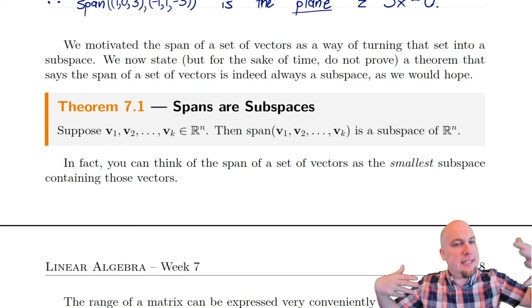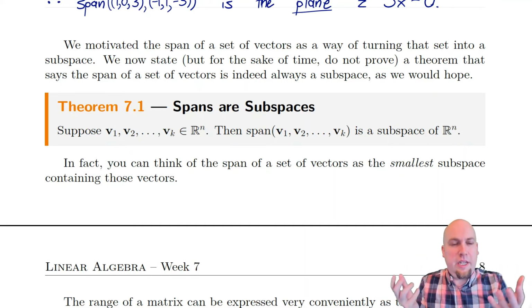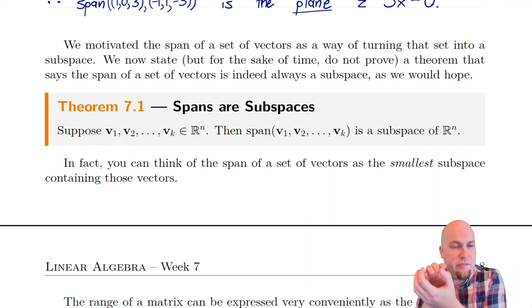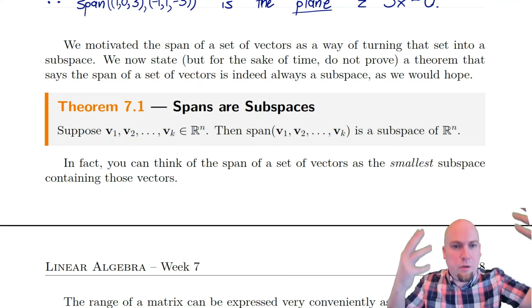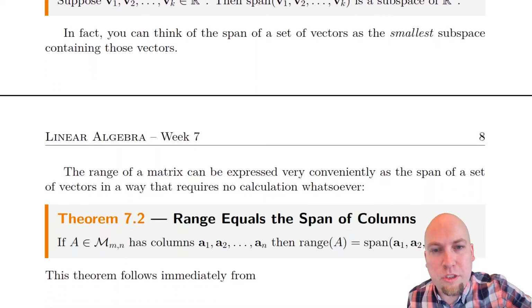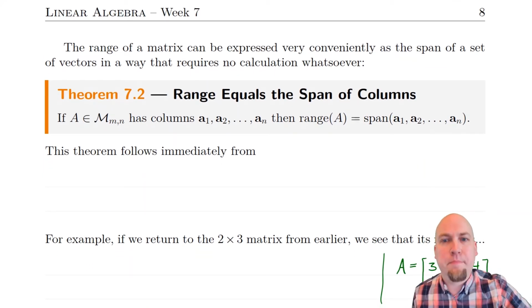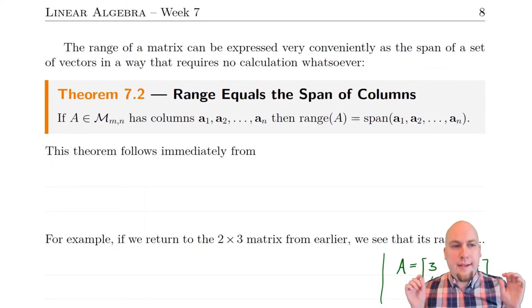The span of any set of vectors is always either just the set containing the 0 vector, or a line through the origin, or a plane through the origin, or a higher dimensional thing through the origin that is also long and flat.